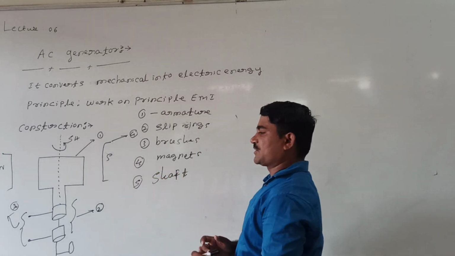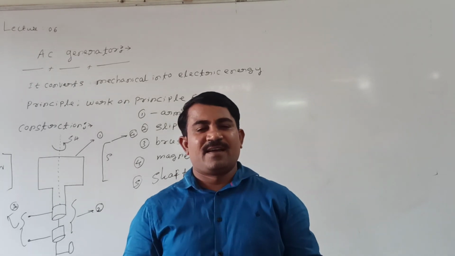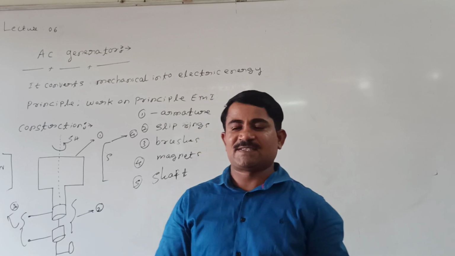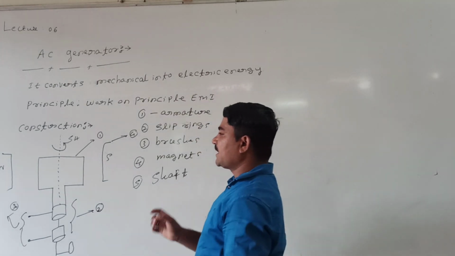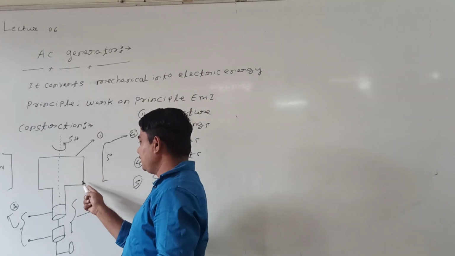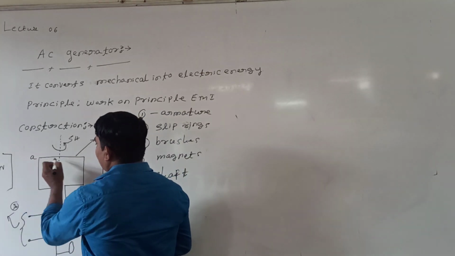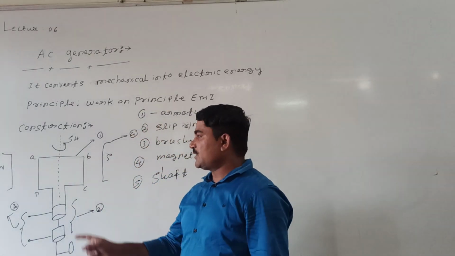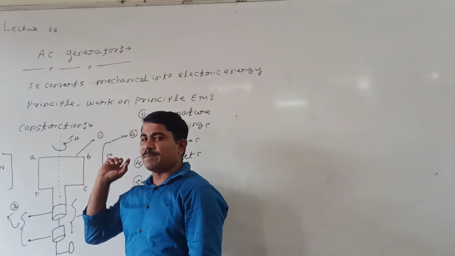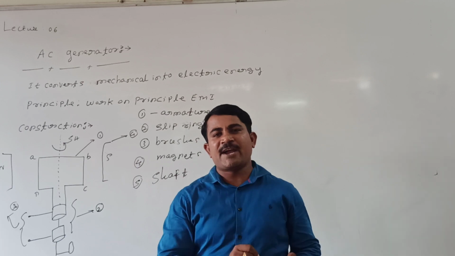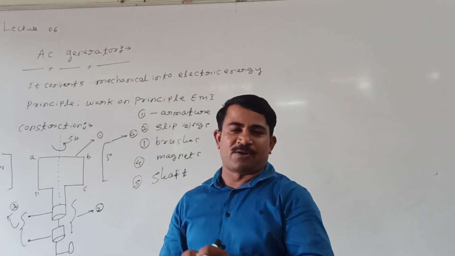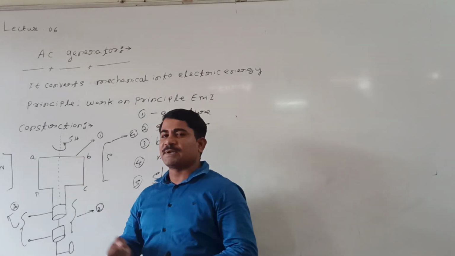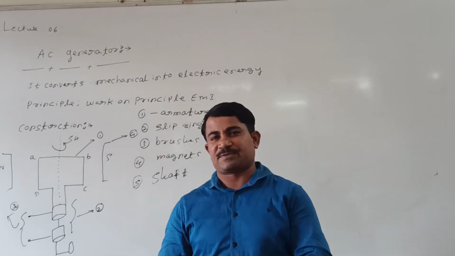This is the simple construction of the AC generator. Let us explain the parts of the AC generator one by one, then later we will see how it is working. The AC generator consists of a rectangular coil. This is the rectangular coil, I can call it ABCD. It consists of a rectangular coil with many turns, and this rectangular coil is wound on a soft iron core. The coil and soft iron together are called the armature.